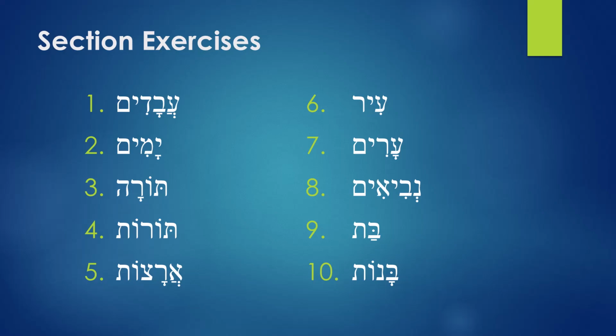From what I've looked at, here's an exercise for you. There are 10 words on the screen. Identify the gender, number, and try to explain why. You can pause the video and then unpause to compare the answers.